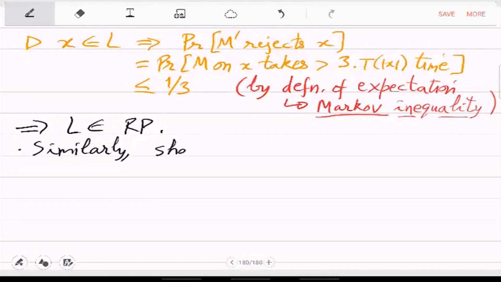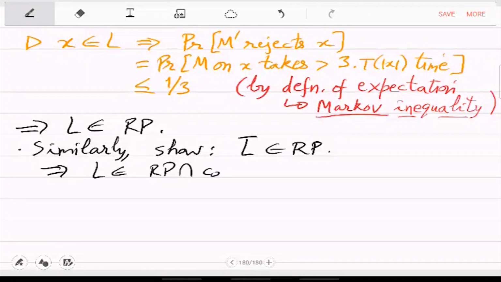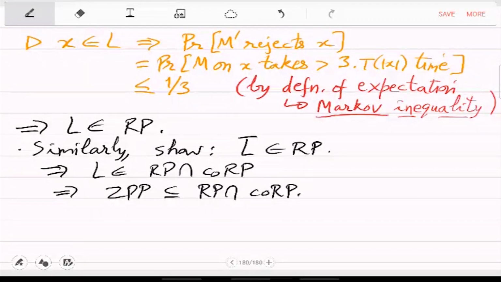Similarly, show that L complement is in RP by a similar approach, and this means that L is in RP intersection co-RP, okay, which means that ZPP is contained in RP intersection co-RP. Okay, so that proves the first property.